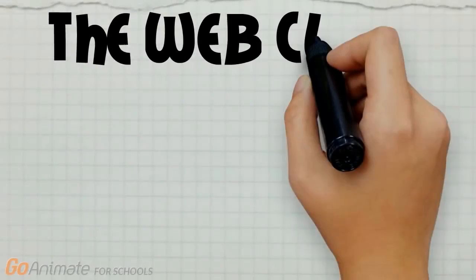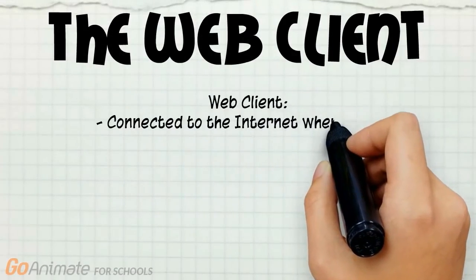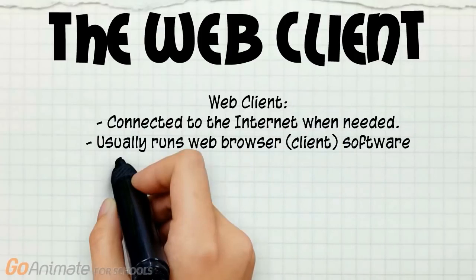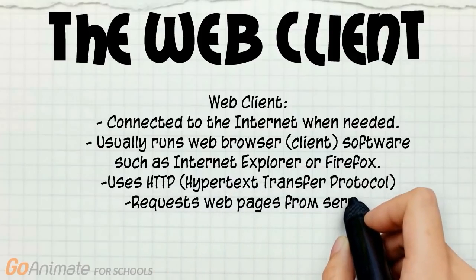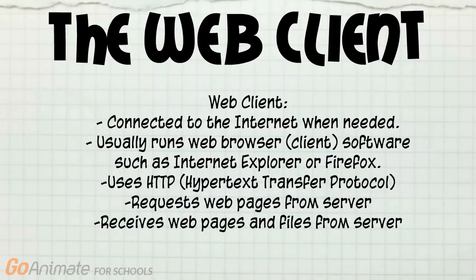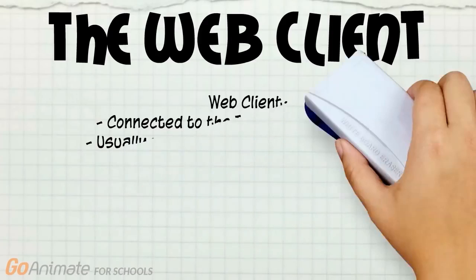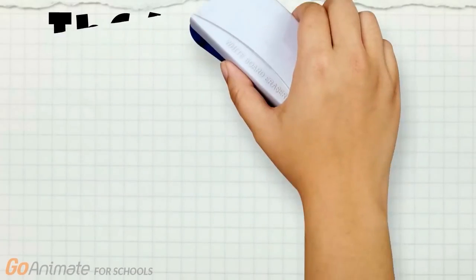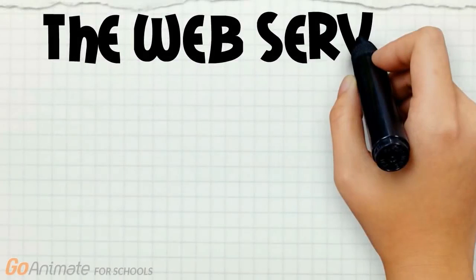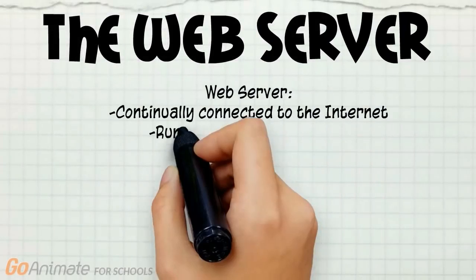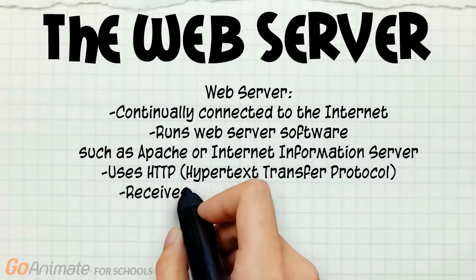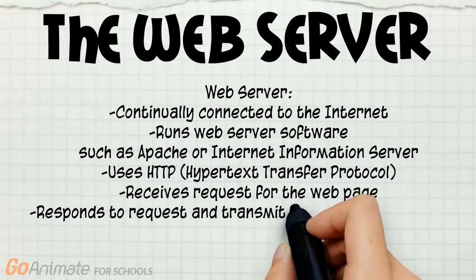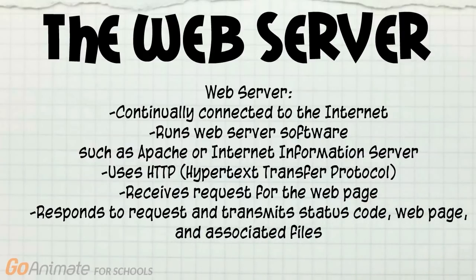A web client is connected to the Internet. It usually runs web browser client software, such as Internet Explorer or Firefox. It uses HTTP, Hypertext Transfer Protocol. A web server is continually connected to the Internet. It runs web server software, such as Apache or Internet Information Server. It uses HTTP, Hypertext Transfer Protocol.